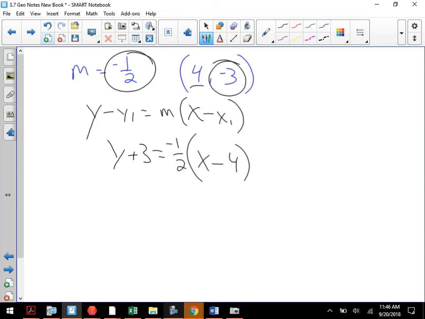Okay. So now from here you would distribute and get y by itself. Correct. If it was a minus 4 to start with, it would be minus a negative, and that's where it becomes plus. So when I distribute in, you get negative 1/2 x. What's negative 1/2 times negative 4? Very good. 2.